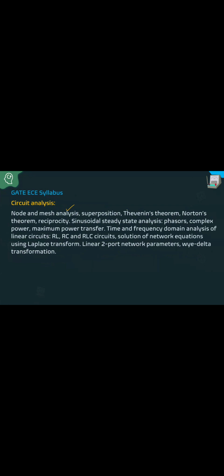Nodal and mesh analysis, superposition, Thevenin's theorem, Norton's theorem, reciprocity, sinusoidal steady state analysis, phasors, complex power, maximum power transfer, time and frequency domain analysis of linear circuits, RL, RC and RLC circuits, solutions of network equations using Laplace transform, linear two-port network parameters, star-delta transformation. This is for EC students.